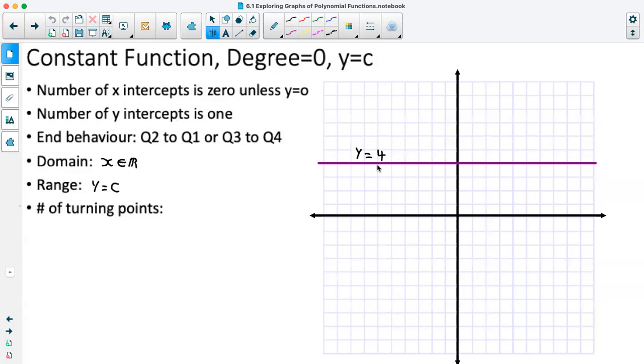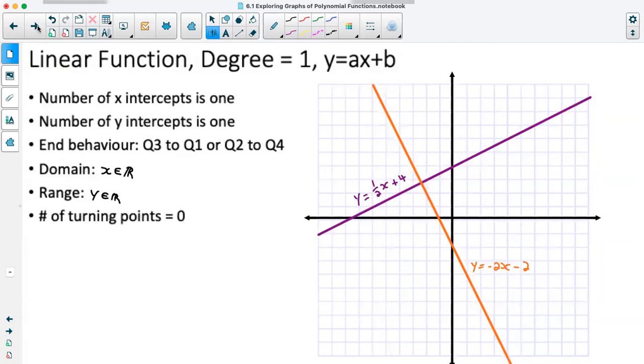So number of x-intercepts is 0 unless this line was on 0. Number of y-intercepts is 1, so it's intercepting here. And end behavior, so it's going from Q2 to Q1, or if it's down here, Q3 to Q4. Domain is all real numbers. Range, it's just going to be y equals whatever our c value is. And we can see this doesn't turn, so our number of turning points is 0. So that's what a constant function looks like.